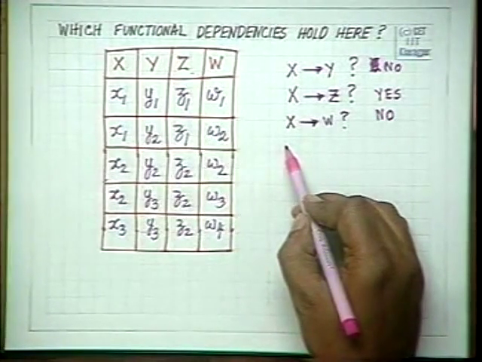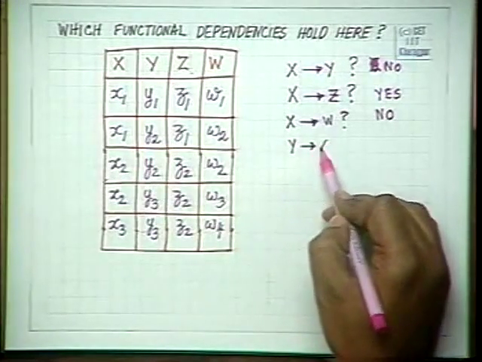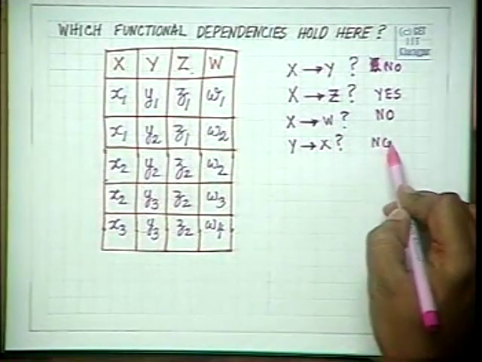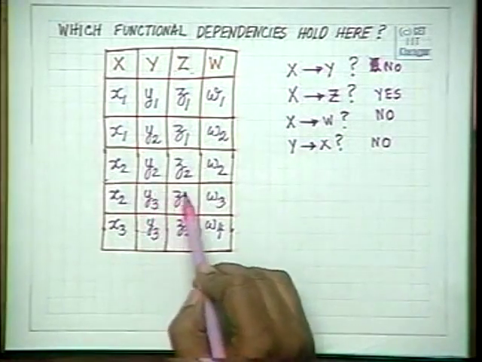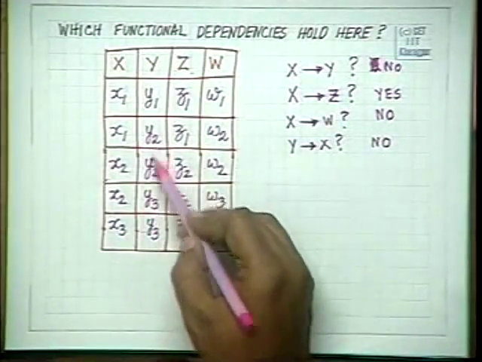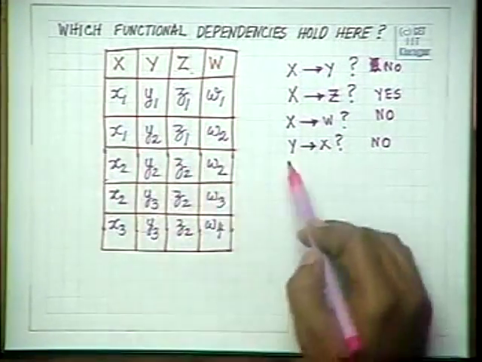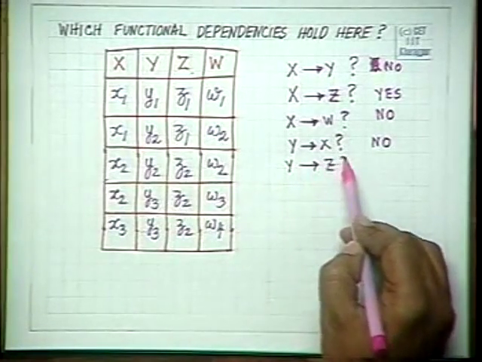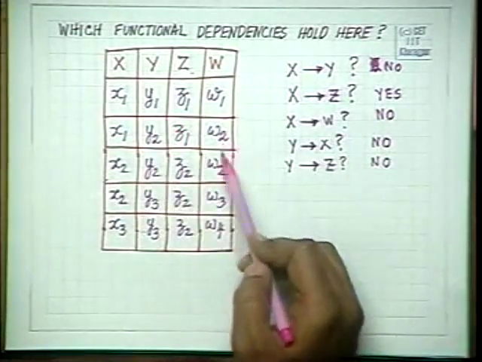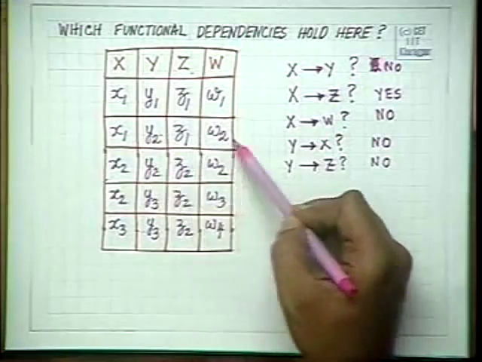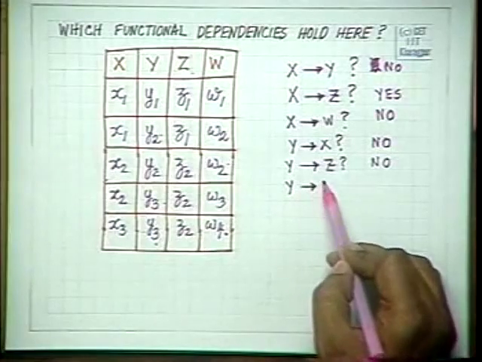Does y to x hold? Y to x does not hold. Y to z? Y to z does not hold. See tuples 2 and 3; y to z does not hold. Y to w: there is only one case where it holds, but it does not hold here. So y to w does not hold.